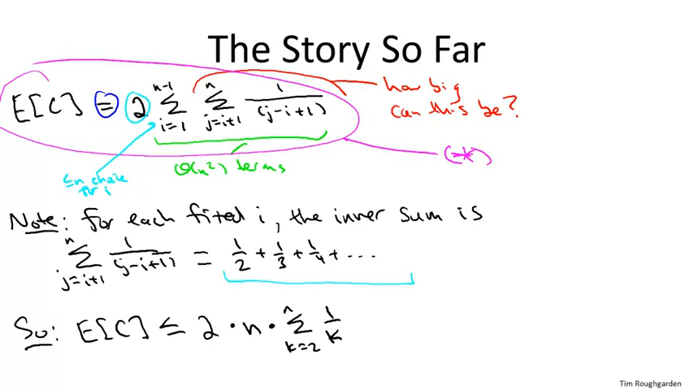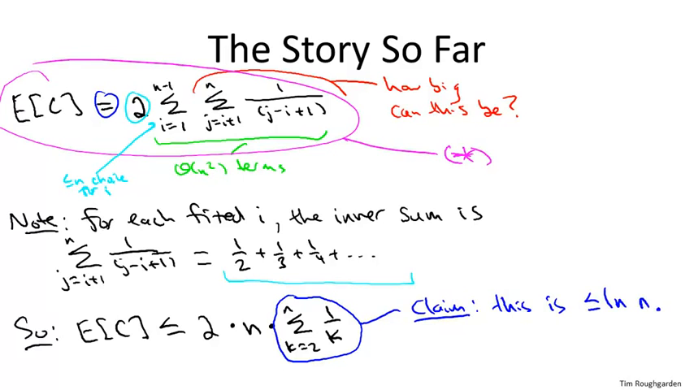And life's going to get really good when we prove the next claim, which is that this sum cannot be very big. It's only logarithmic in n. Even though there's a linear number of summands, the overall value of the sum is only logarithmic. That, of course, is going to complete the proof because that'll give us an overall bound of 2 times n times the natural log of n. So that's an n log n bound with really quite reasonable constants.